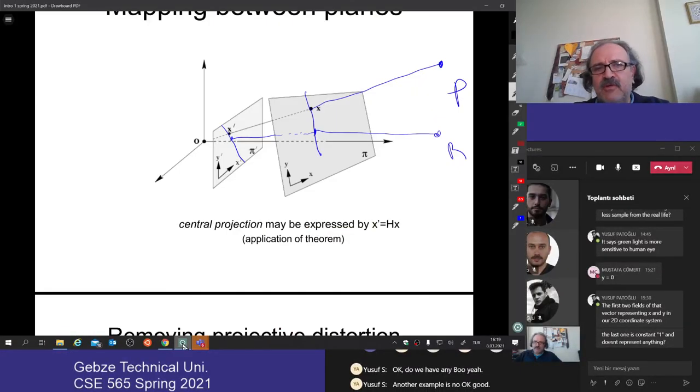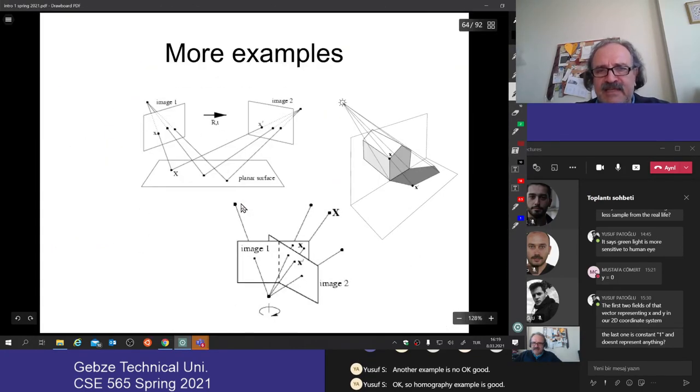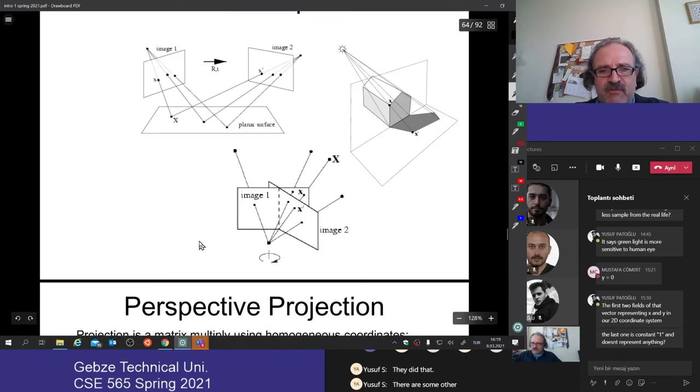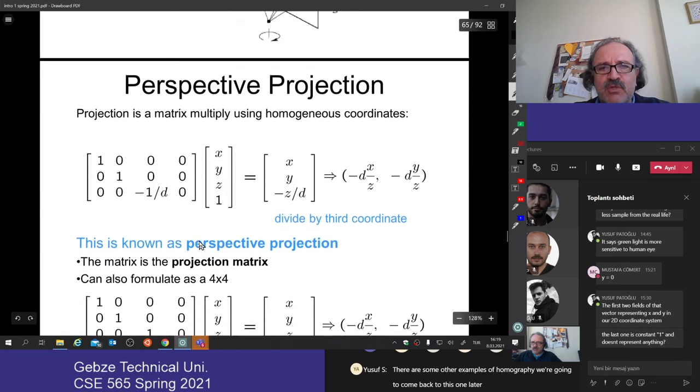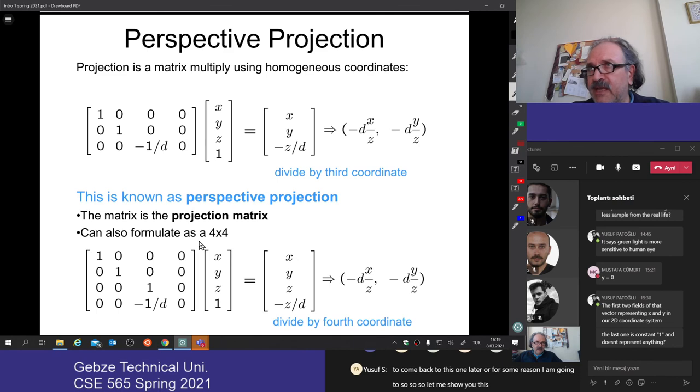Okay, so the homography example is good. We did that. There are some other examples of homography. We are going to come back to this one later. For some reason, I am going so slow. Let me show you this one, and after that, I will finish up today's lecture with perspective projection.